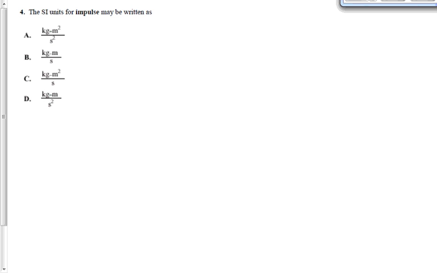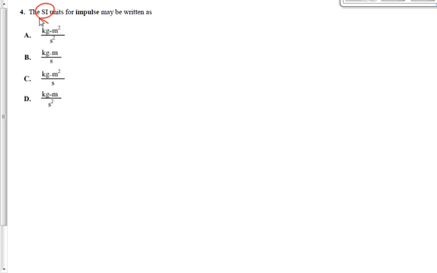The SI units for impulse. We read the question, something I always tell you guys when you read a question, is there anything that doesn't make sense to you? Any words that are kind of foreign to you that don't make sense? This one kind of is. The SI. What does SI stand for? System International. It's the metric system, right? So in other words, what are the metric units for impulse?